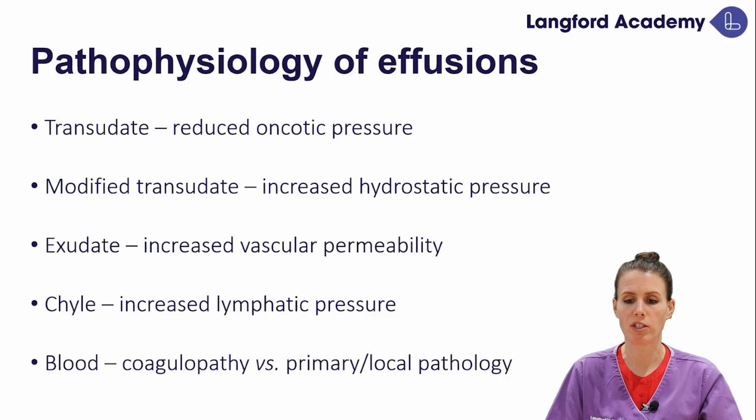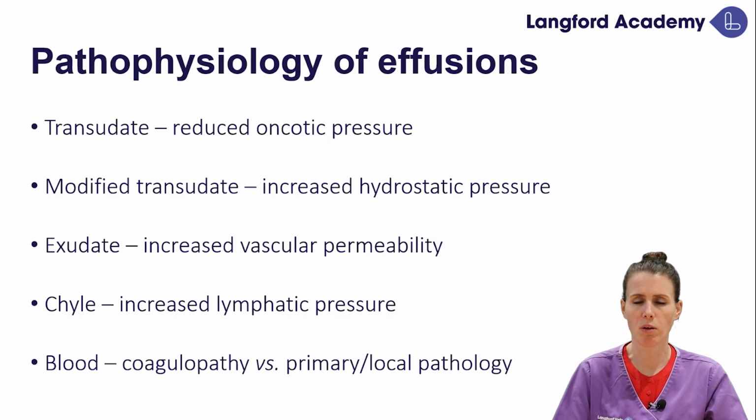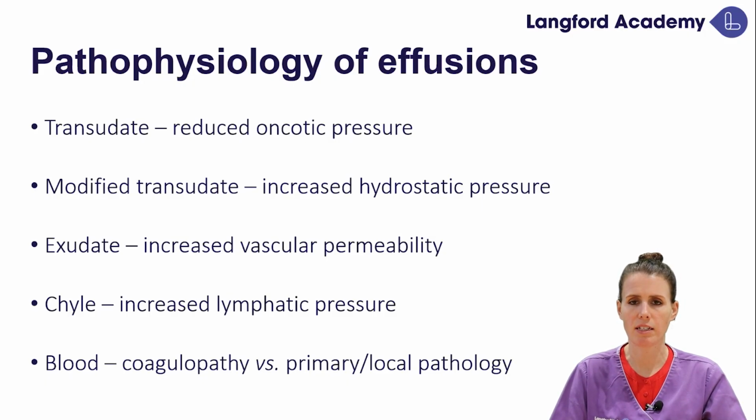When we're thinking about the formation of effusions, we're really talking about Starling's forces and the factors at play there: oncotic pressure, hydrostatic pressure, and vessel permeability at a capillary level that result in effusion formation. Transudates form due to reduced oncotic pressure, modified transudates form due to increased hydrostatic pressure, and chyle will be increased lymphatic pressure. Exudates form due to increased vascular permeability. And blood, as an effusion, will form either due to a coagulopathy or primary or local pathology that resulted in vascular damage and rupture, essentially.